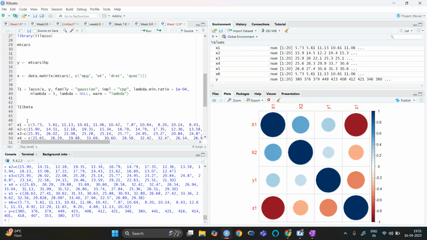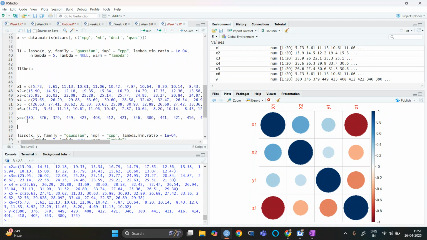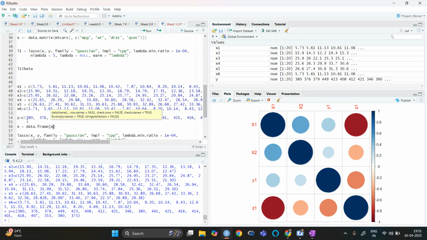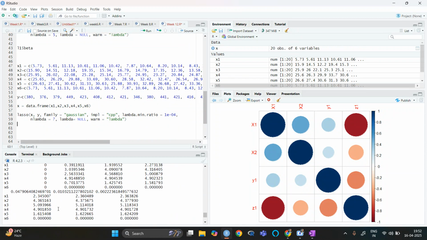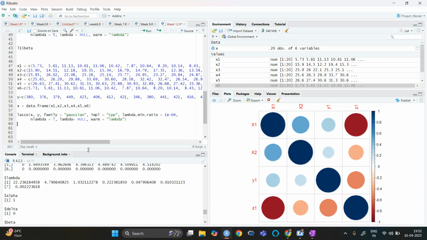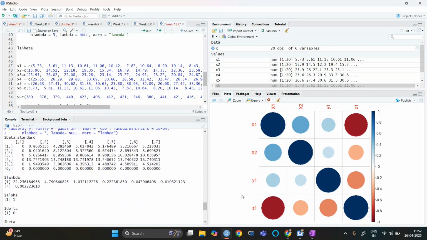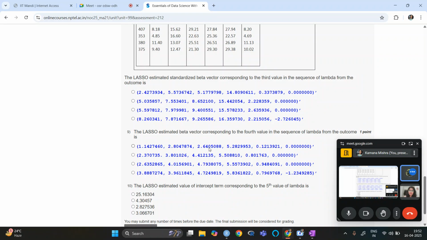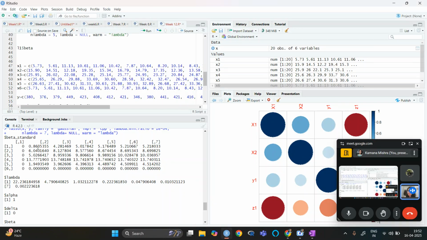Okay, and then the yield was y. The beta vectors correspond to the third value. Okay, so we have the lasso regression here. Yes, ma'am. Now the question was: what was the standard beta vector corresponding to the third standard value? So standard beta corresponding to the third one. So this one is the result.